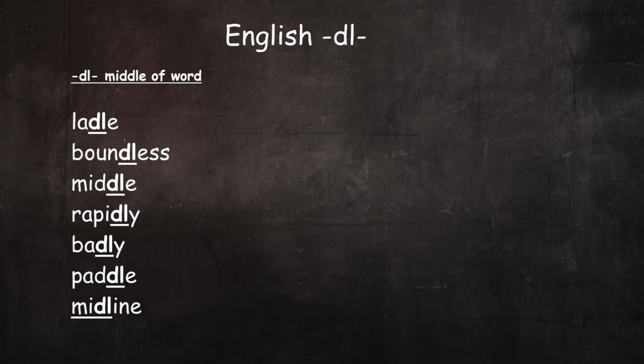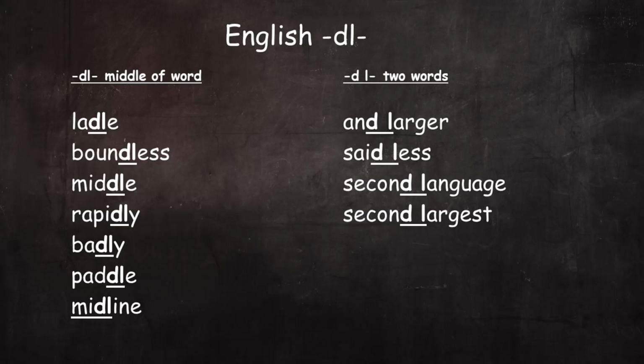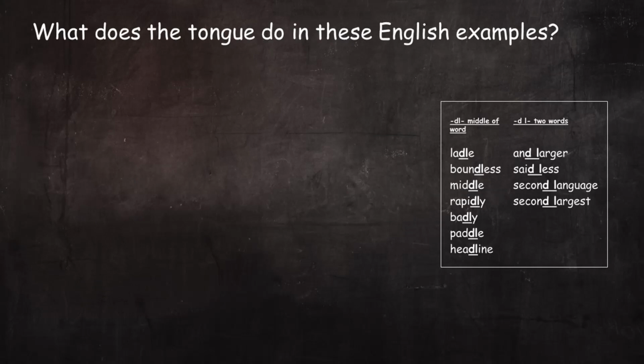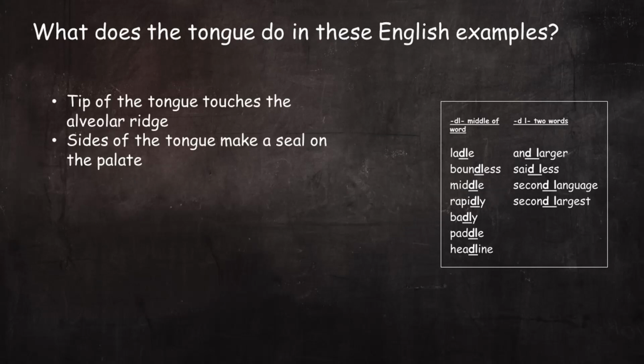Focus on what your tongue is doing when you pronounce words like ladle, boundless, middle, rapidly, badly, paddle, midline, and word combinations like and larger, said less, second language, second largest. What does the tongue do in these English examples? The tip of the tongue touches the alveolar ridge, and the sides of the tongue make a seal on the palate, just as they do for an ordinary English D sound.